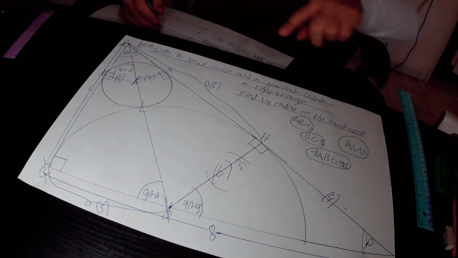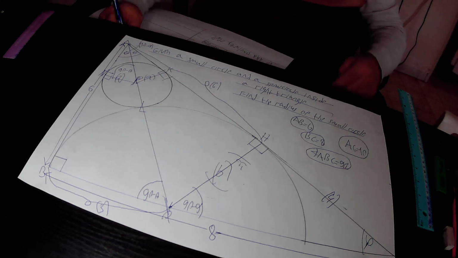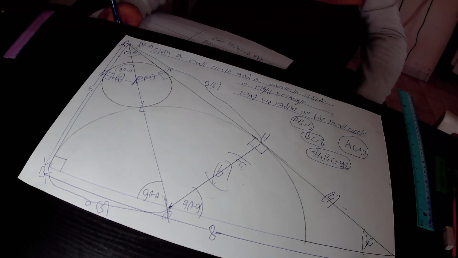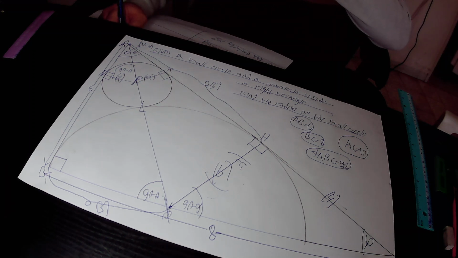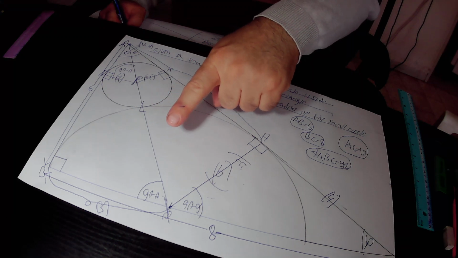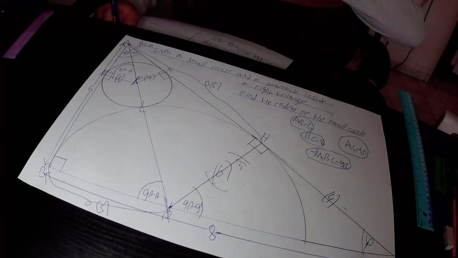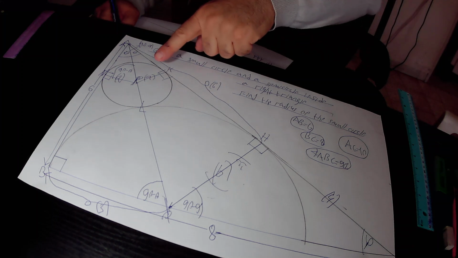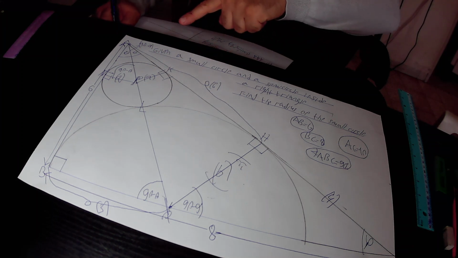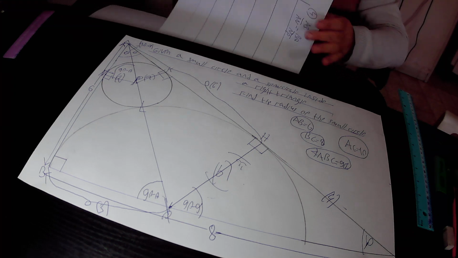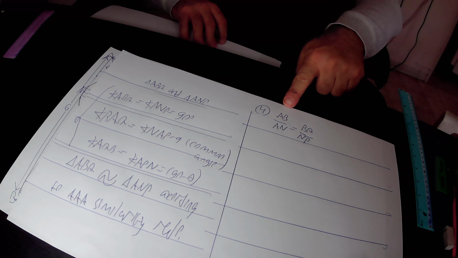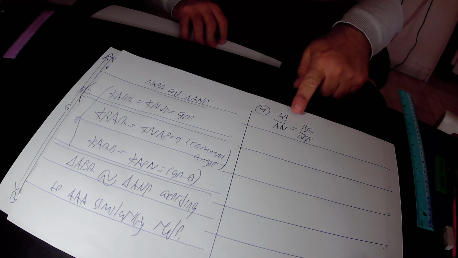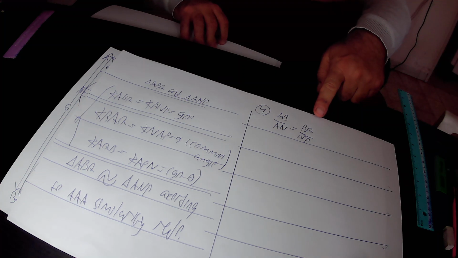We will derive that side AB in the big right triangle ABQ over side AN in the small right triangle ANP equals side BQ in the big right triangle ABQ over side NP in the small right triangle ANP.